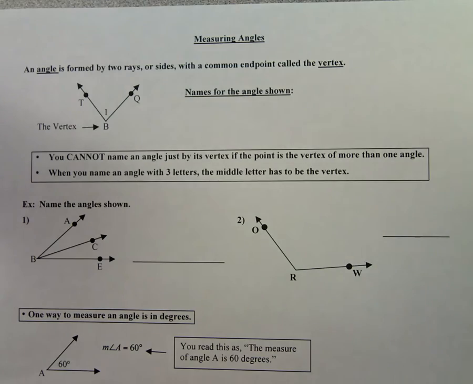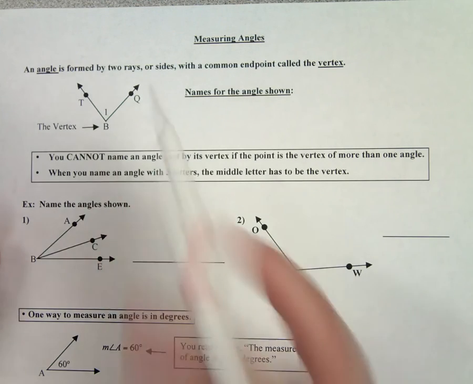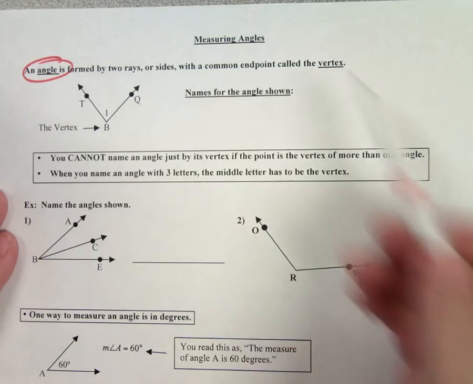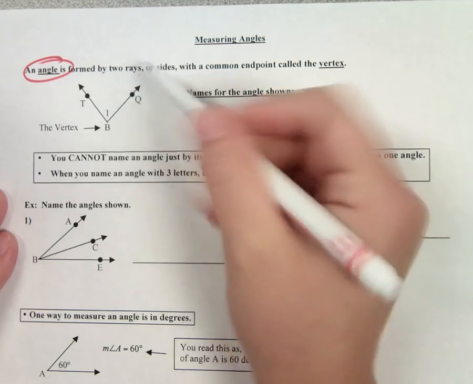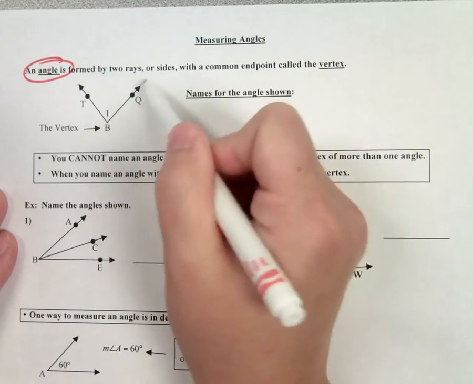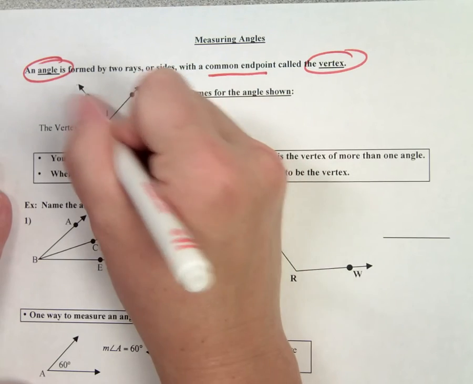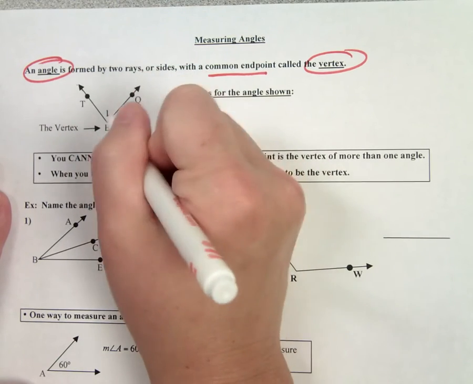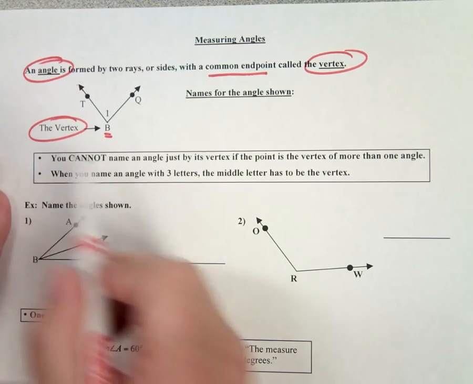This lesson is on measuring angles. So let's get started. An angle is formed by two rays, so ray BT and ray BQ, and those two rays come together at a common endpoint called the vertex. So ray BT and ray BQ, they come together at this point B, which is called the vertex.